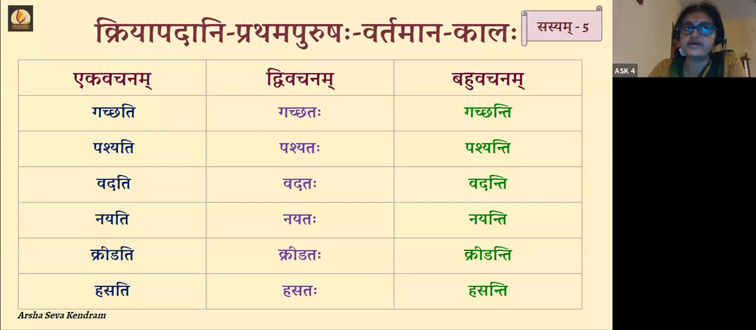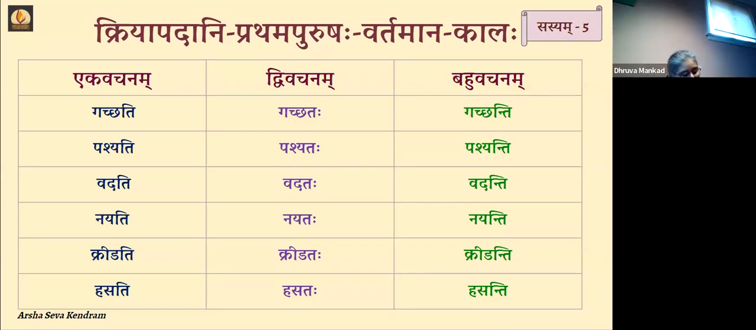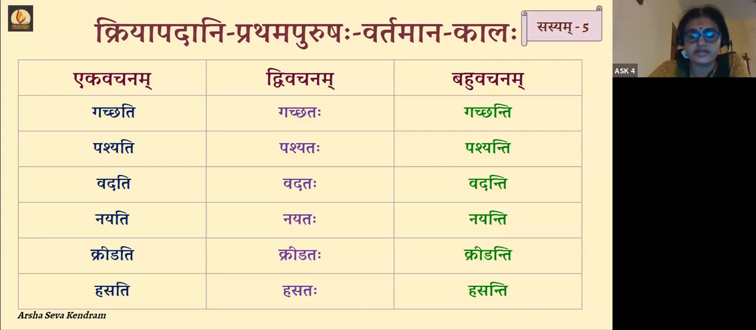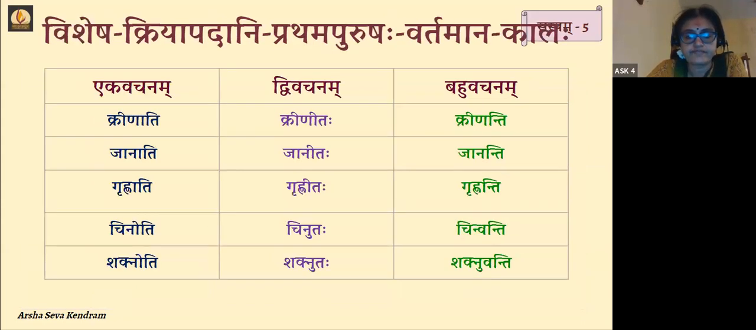Okay. And then many children are playing. Many, now Bahuvachana. Balakaah kridanti. Balakaah kridanti. Samyak. Now, not all verbs will follow the same pattern. Although it ends with the same ending, these are some special words which have a slightly different form. But it will definitely end with tah for dvivachana and anti for bahuvachana.